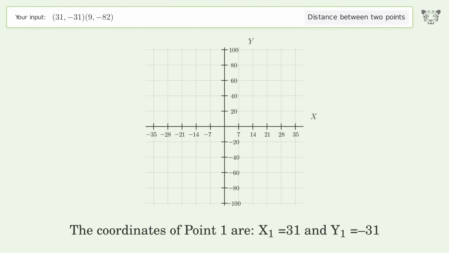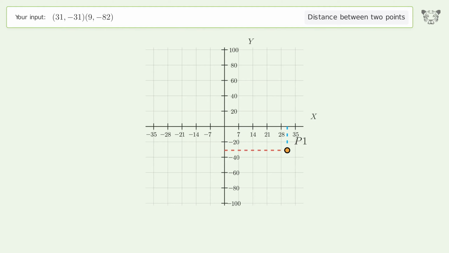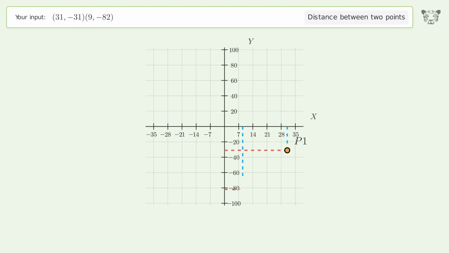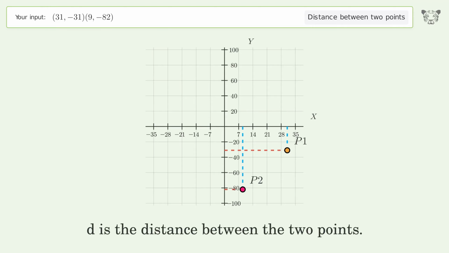The coordinates of point 1 are x1 equals 31 and y1 equals negative 31. The coordinates of point 2 are x2 equals 9 and y2 equals negative 82. D is the distance between the 2 points.